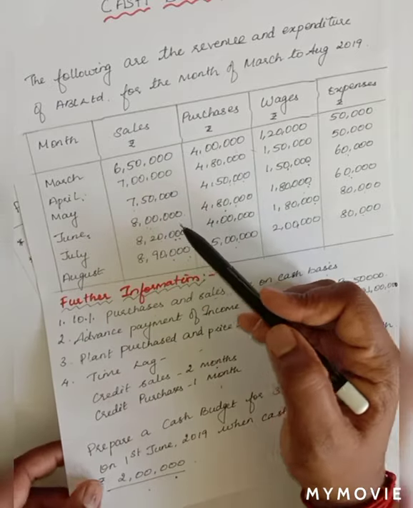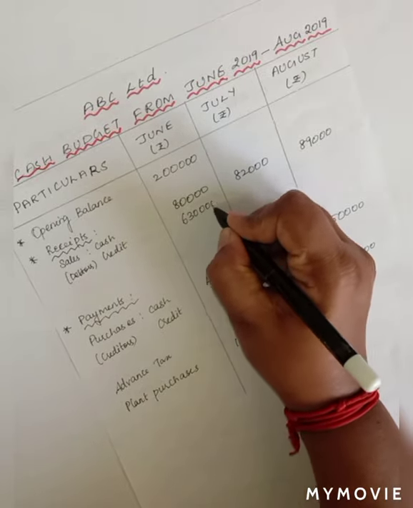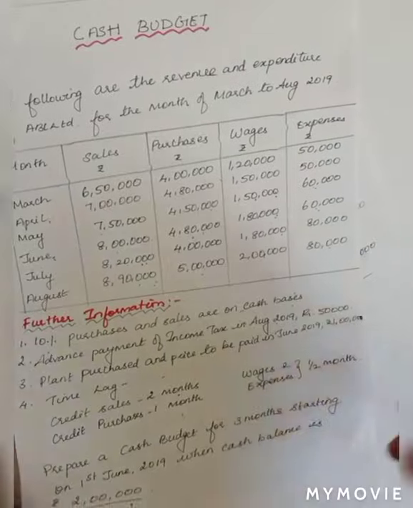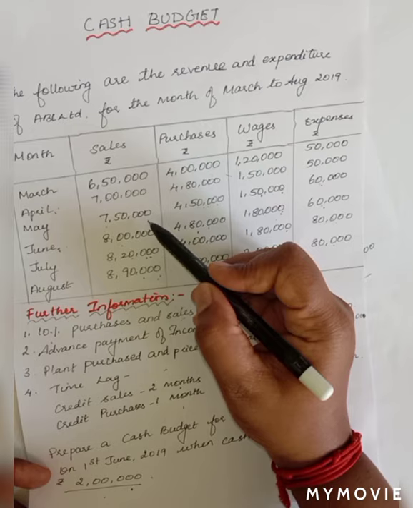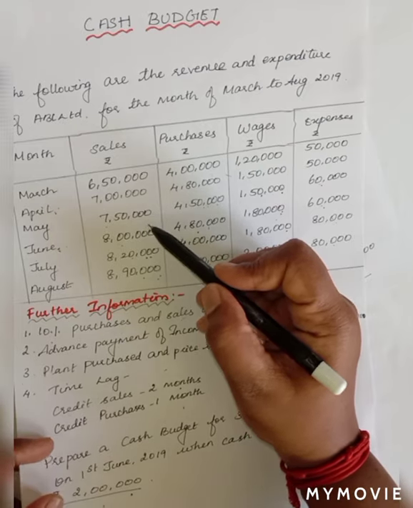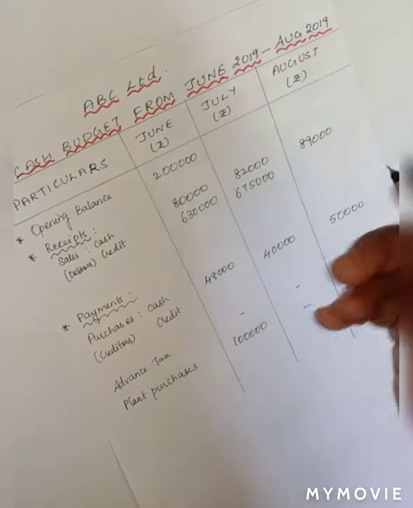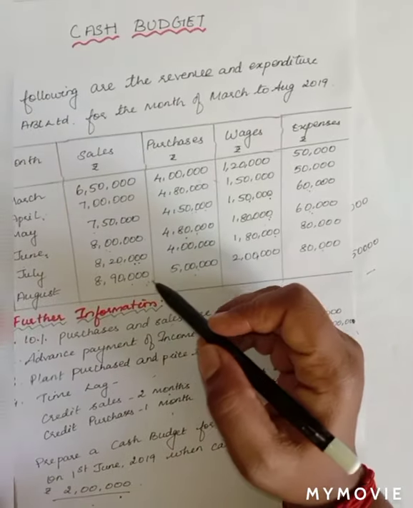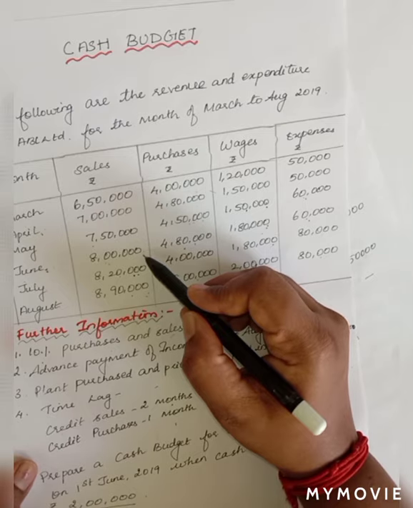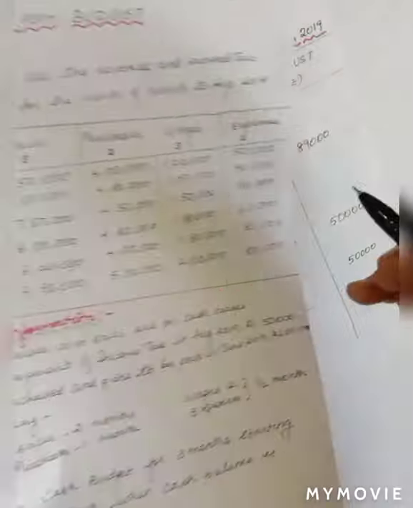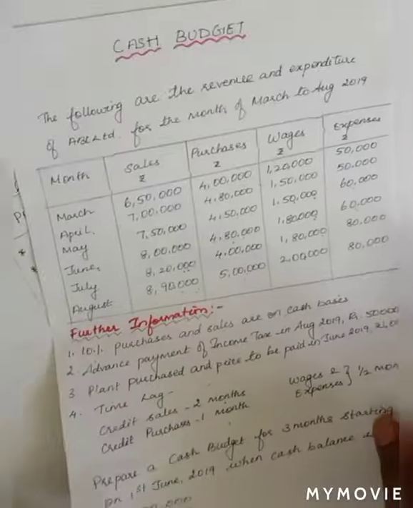So out of 7 lakhs, 90% is 6,30,000. So in the month of June, you will be receiving 6,30,000. Likewise, in the month of July, you are eligible to receive 90% of May's 7,50,000, which is 6,75,000. And for the month of August, you are supposed to receive 90% of June month sales, which is 7,20,000.